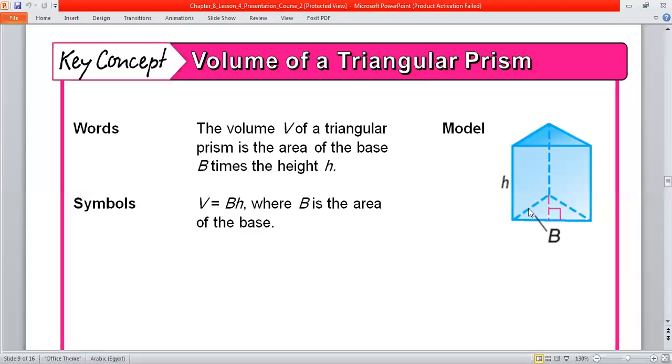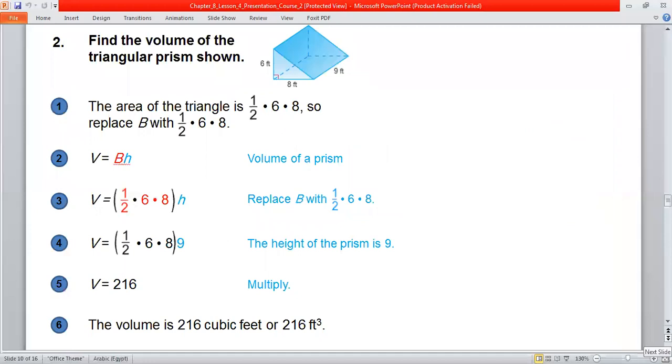Where is B? B is here. And the area of the triangle is equal to what, Muhammad? The area of the triangle, if you remember it from grade 6, is equal to half base times height. So again, the area of the triangle, write that with me. The area of the triangle is equal to half base times height.